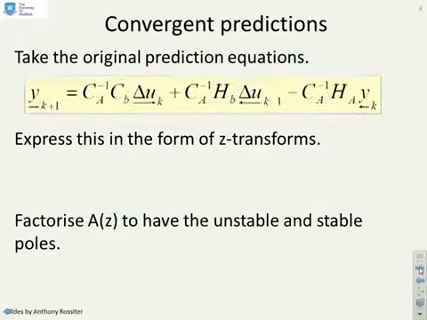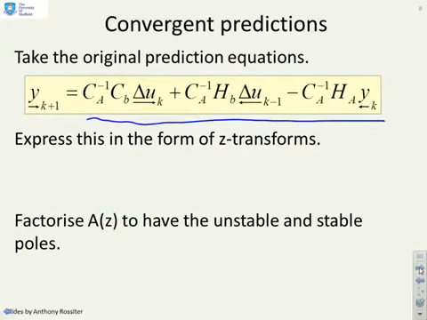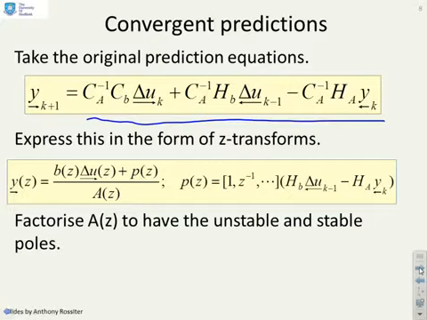First then, you take the original prediction equations. So I'm doing a CARIMA model here, and there's the prediction equation we derived in the earlier chapter. And then I'm going to express this in the form of Z transforms. So if I do that, you'll find a Z transform for the output prediction can be written as B of Z times Z transform for the future control increments plus some P of Z over capital A of Z.